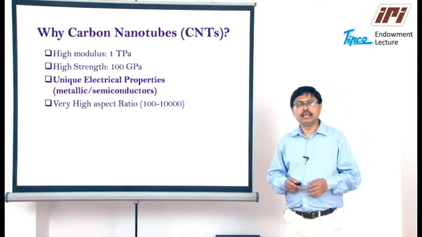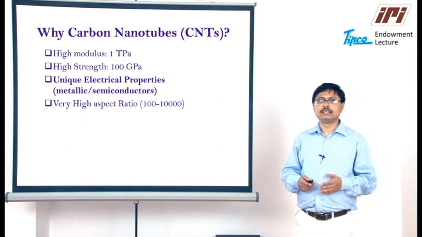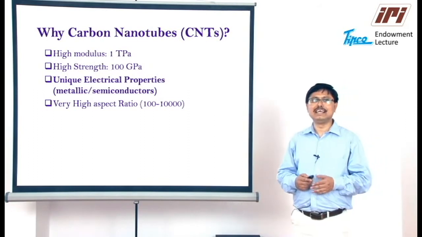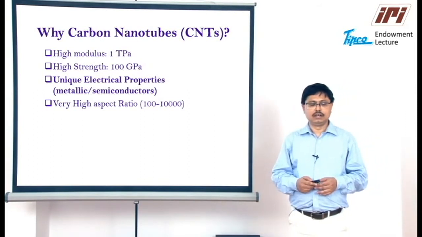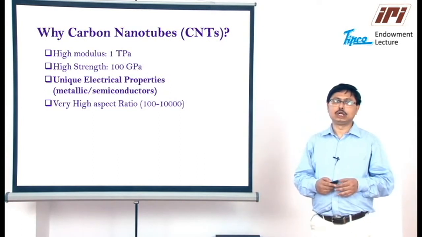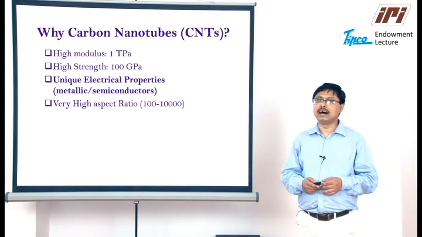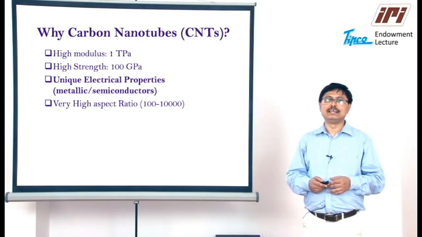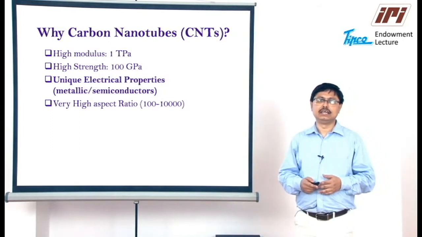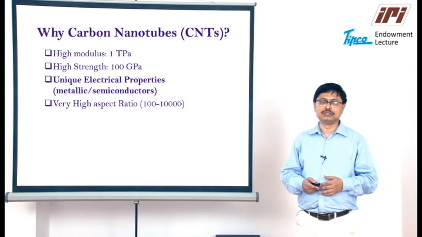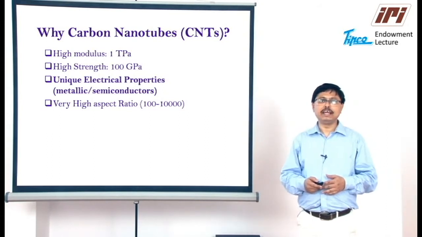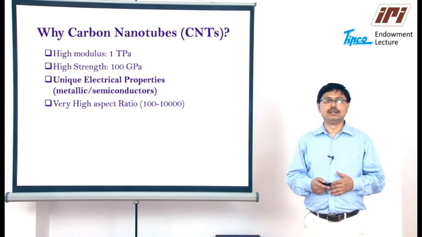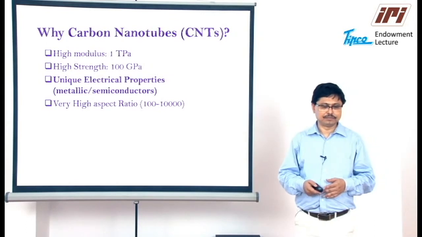But the question is, why carbon nanotubes? If you look at the intrinsic properties associated with carbon nanotubes, they are really unique in nature. The very high modulus, close to 1 terapascal, very high strength, close to 100 GPa of tensile strength, their unique electrical conductivity and very high aspect ratio make them one of the most outstanding filler materials in polymer based composite materials.